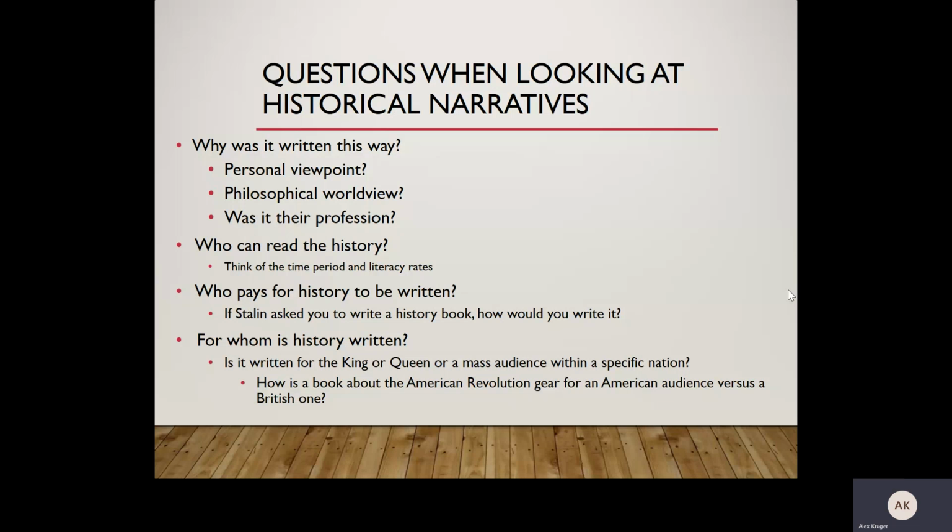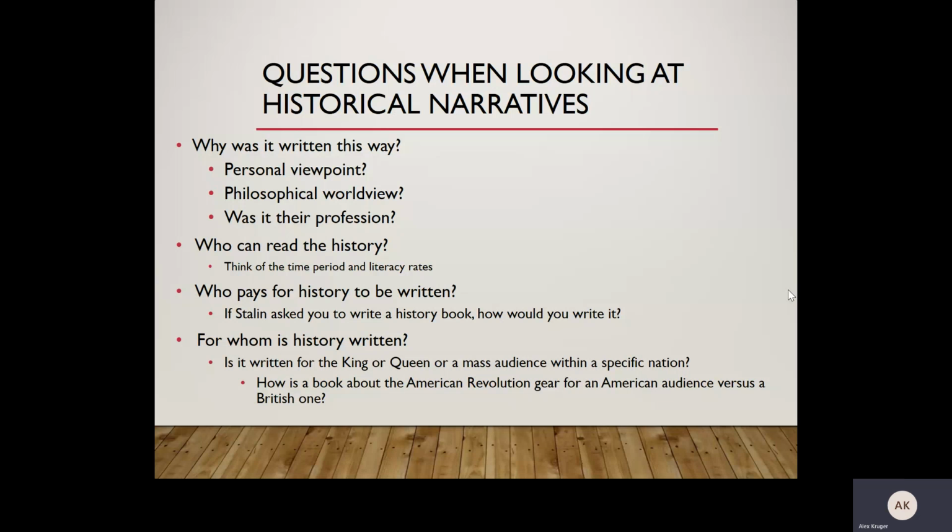Who can read the history? Back in the medieval days or the Middle Ages, most people weren't able to read. So when someone wrote a book, they wrote it knowing that only priests and kings would be able to read it. So they wrote it in a special way, and it was written to priests instead of to everyone who could read the book, if that makes sense. Who pays for the history to be written?